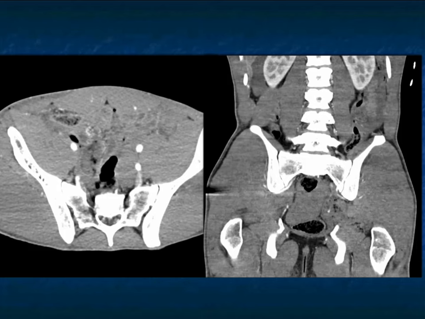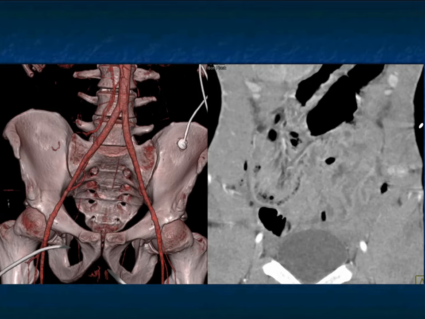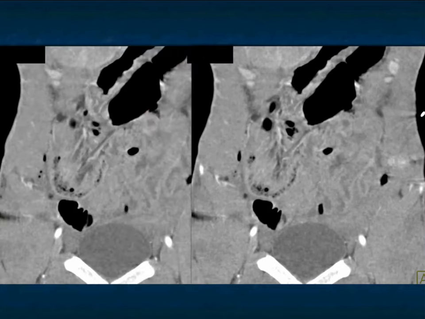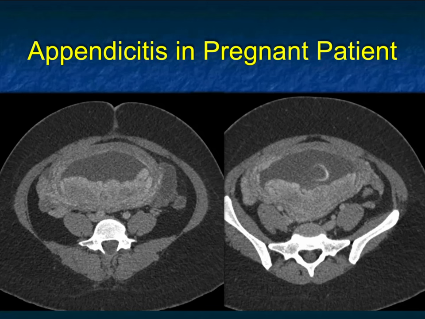But in this case, we could see the dilated appendix. And when you look at the reconstructed images coronally, the appendix has air, it's enhancing, it's irregular. This is a perforated appendix with abscess, pneumoperitoneum, and peritonitis. Again, the coronal view makes it much easier to see than on the axial views.